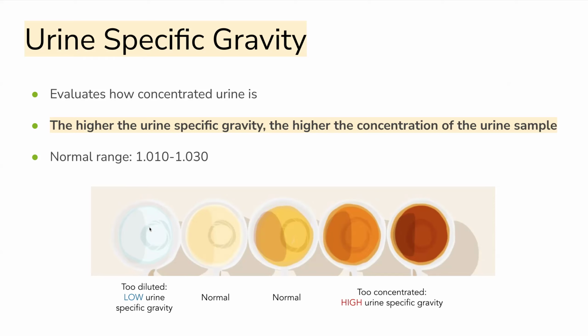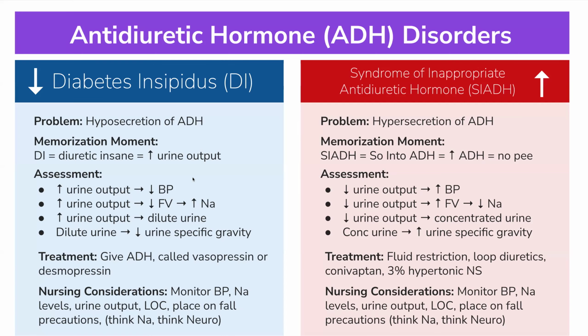So make sure you know urine specific gravity is how concentrated is the urine. The normal urine specific gravity 1010 to 1030. The lower the number, the more diluted. The higher, the more concentrated. Okay? All right. So back to ADH disorders. So then diabetes insipidus is when ADH is too low. But now we have ADH is too high. So I have a trick for you to memorize when it's too high.